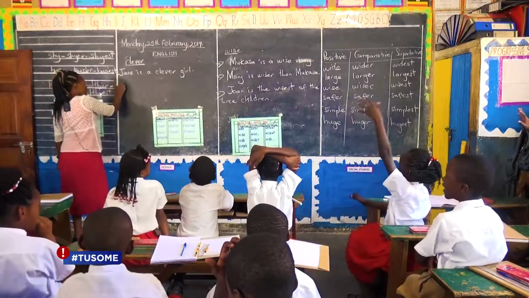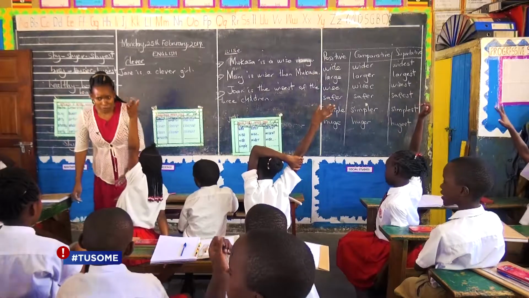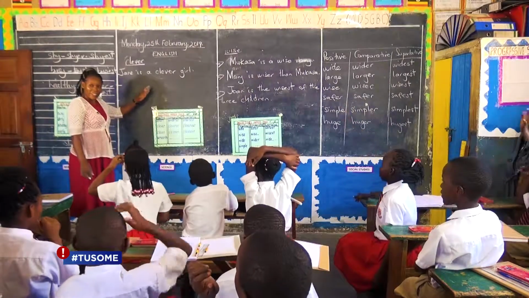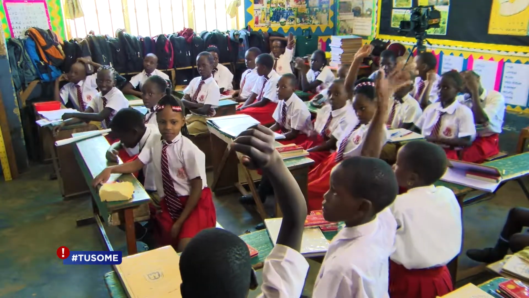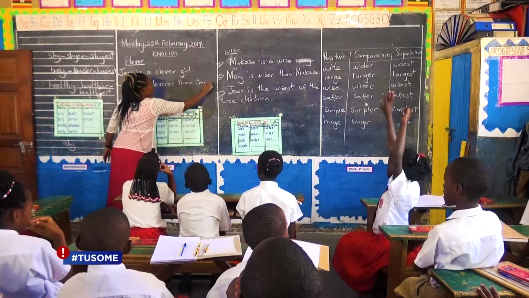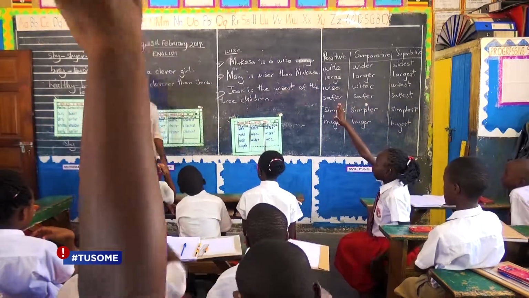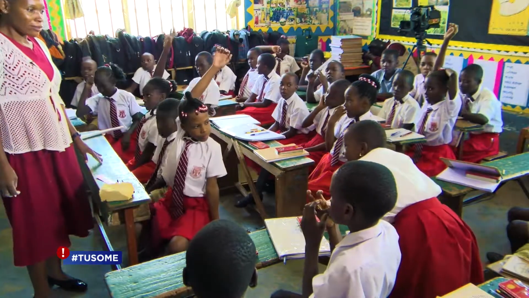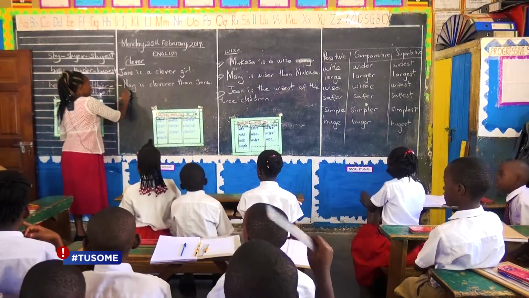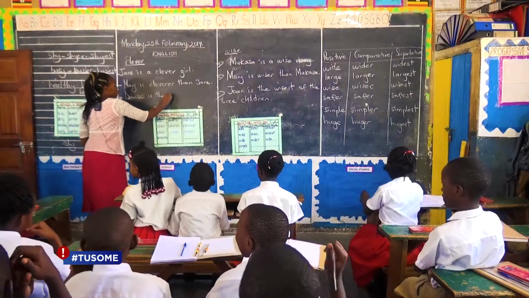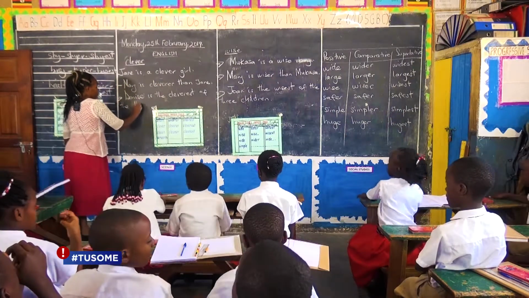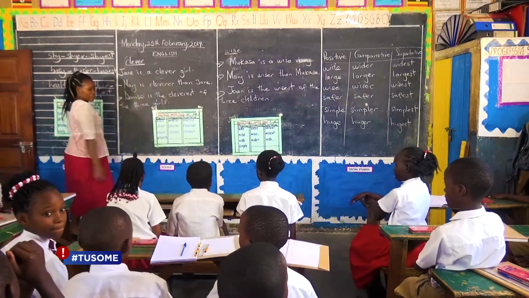Positive degree. Then in the comparative degree. Mary is cleverer than Jane. Very good. Cleverer than Jane. That is the comparative. Then we get the superlative. Denise is the cleverest of the four children. Are they four? So Denise is the cleverest of the three children. Of the three girls. That is the superlative degree.